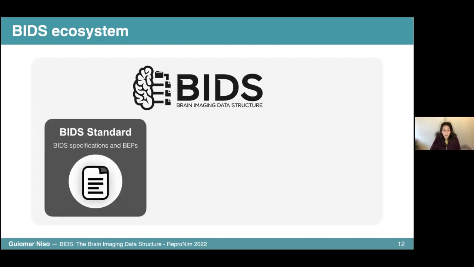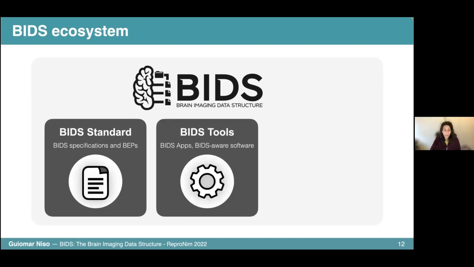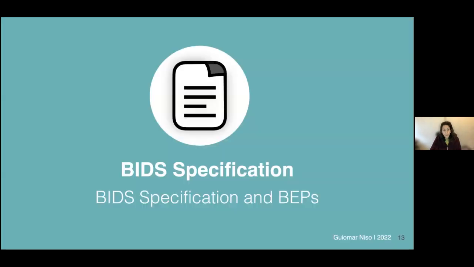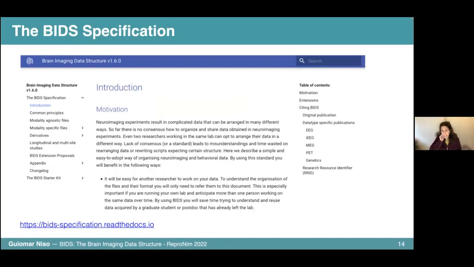BIDS is based on three pillars. The first is the BIDS standard, which relates to the specification and the extensions to this specification. Then BIDS tools, like apps and software, and finally the BIDS community. For the specification, we have just released version 1.7, and it's on the website. Here I place the link, and there you can access all the details about any modality or any field you want to check.